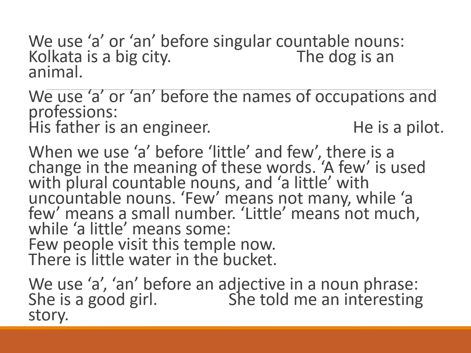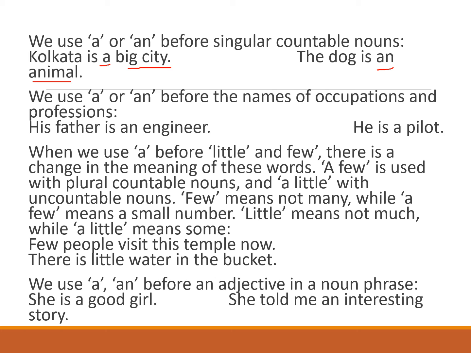We use a or an before singular countable nouns. Kolkata is a big city. The dog is an animal. Here, big city is a singular countable noun, so we use a before that. The dog is an animal. Here, an animal. Animal is a countable noun and it is singular. So we use an, according to the sound of the word which occurs after the article. B is a consonant sound. Animal is a vowel sound.